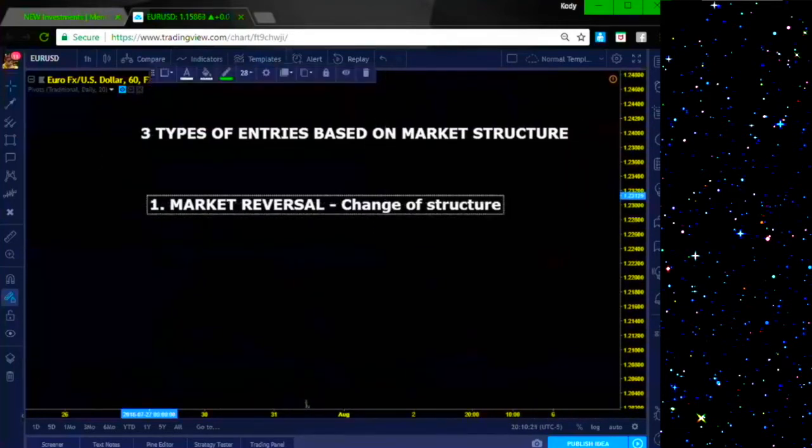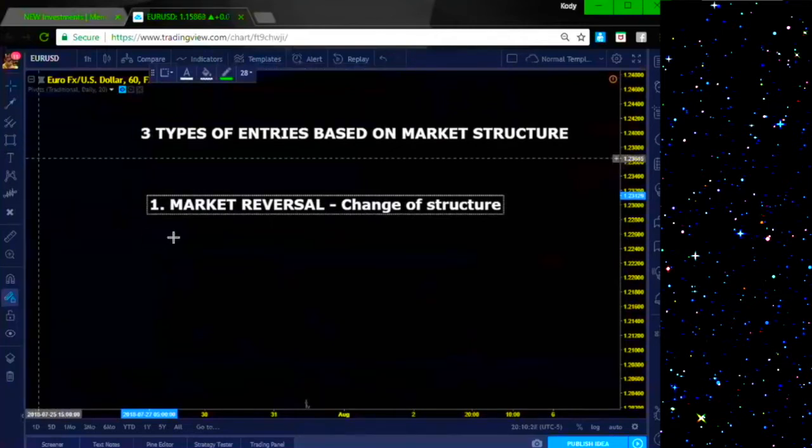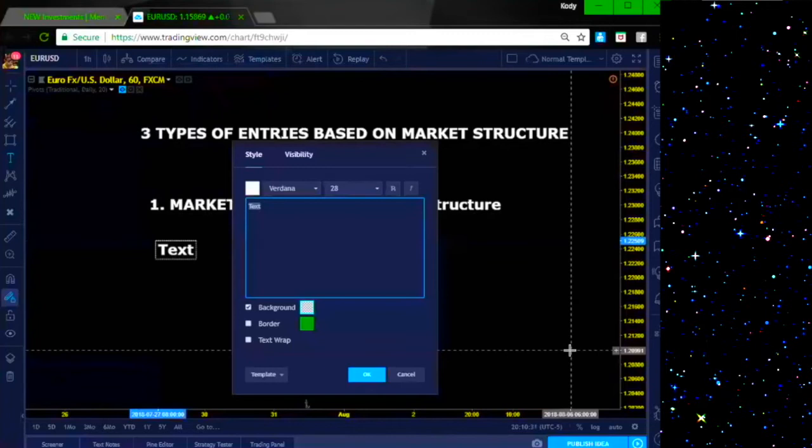The second type of entry that we're going to talk about tonight, this is my favorite. It is market continuation.